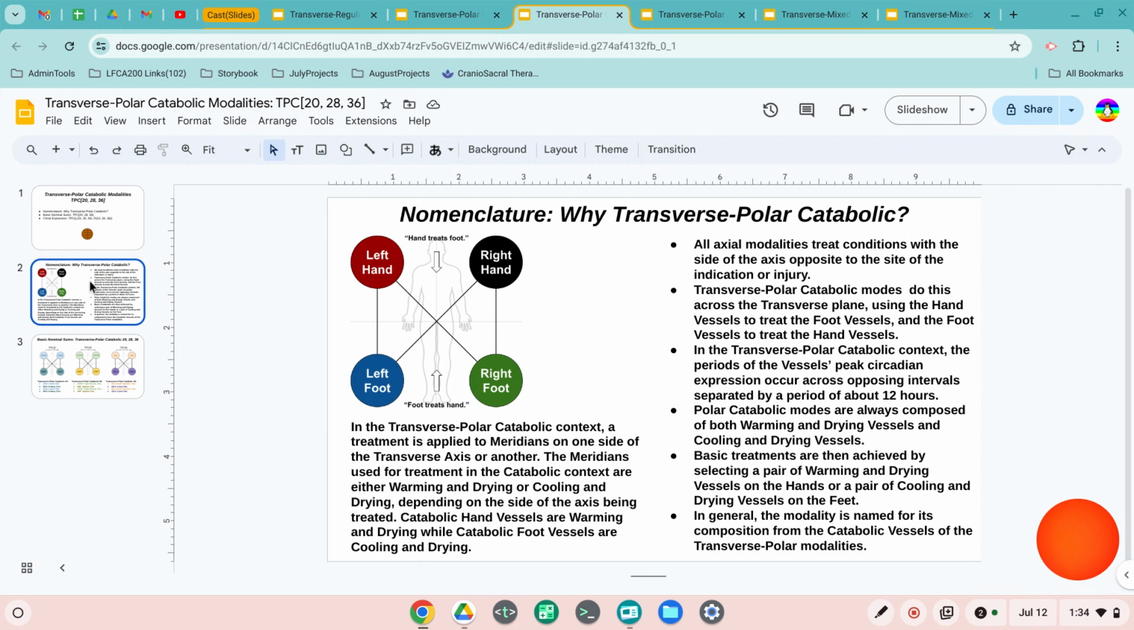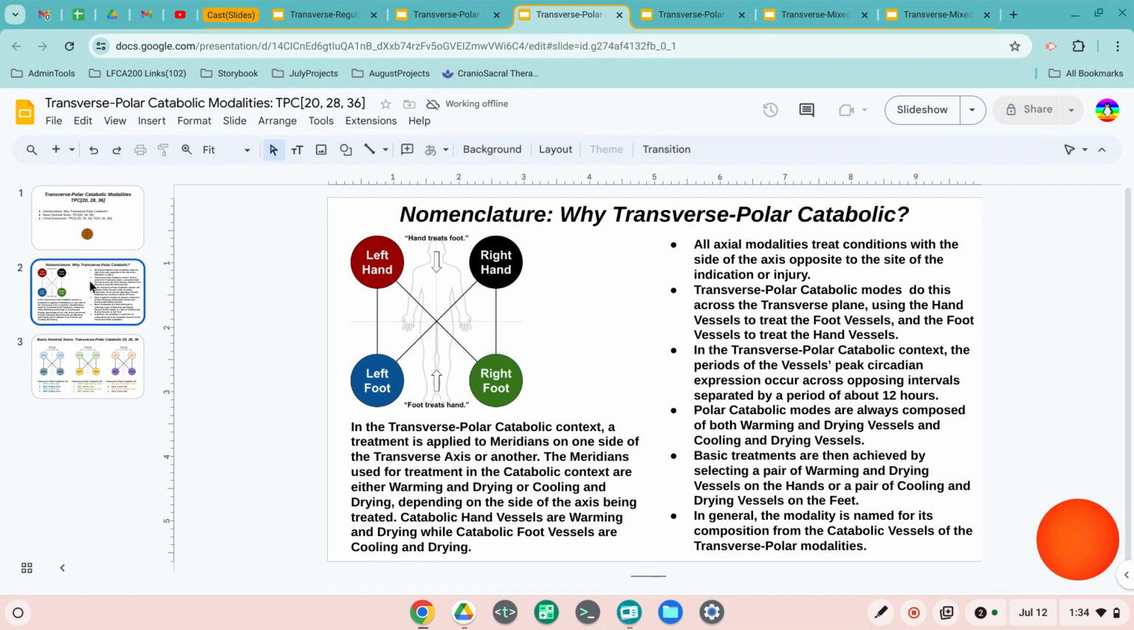They are as follows. All axial modalities treat conditions with the side of the axis opposite to the side of the indication or injury. Transverse polar catabolic modes do this across the transverse plane, using the hand vessels to treat the foot vessels and the foot vessels to treat the hand vessels. In the transverse polar catabolic context, the periods of the vessel's peak circadian expression occur across opposing intervals separated by a period of about 12 hours.